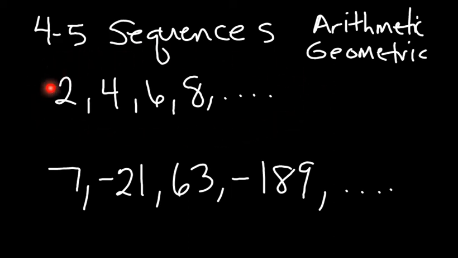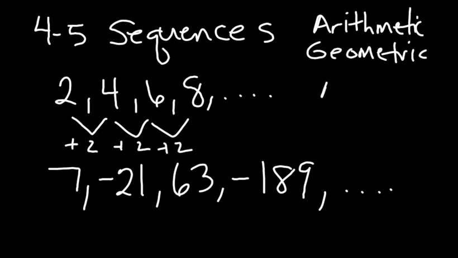So let's look at these two sequences. This one is going 2, 4, 6, 8. So what's happening to get to 4 from 2? Well, if you said they're adding 2, you're right. Look, that's plus 2 to get there. Plus 2, plus 2. So what kind of a sequence is this? This is an arithmetic sequence.